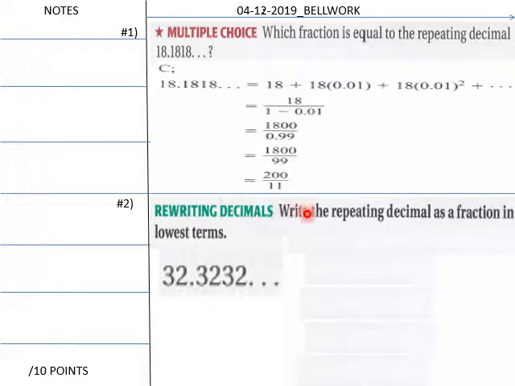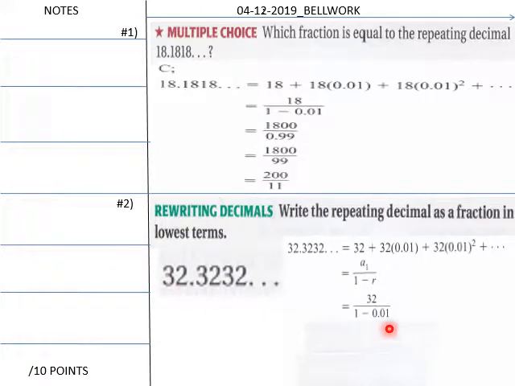And then write the repeating decimal as a fraction in lowest terms. So we need to write this in lowest terms as a fraction. 32, when we do the same thing here, we determine a series so we can come up with where this series is going. So we have a sub 1, the first term, over 1 minus r. We have 0.01 for this, 1 minus, so we get 32 over 0.99. We get 3200 over 99, and that would be our fraction there.